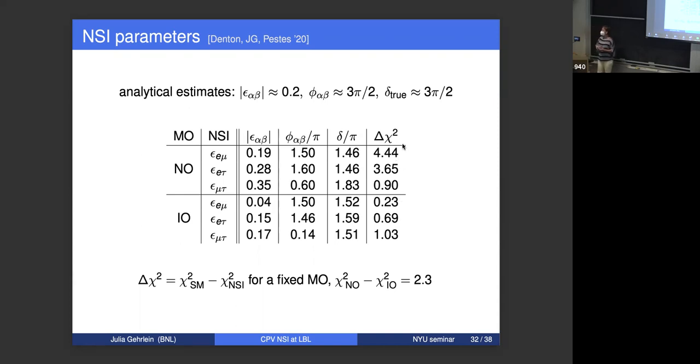Then I also show the delta chi squared, which is the difference between chi squared for the standard model and the NSI scenario. And you see that introducing epsilon e mu, the delta chi squared is around 4.4. So this can fully resolve the tension, and in particular, it can resolve the tension better than just swapping the mass ordering, which led to a delta chi squared of 2.3. You also see that the delta chi squared for epsilon mu tau in normal ordering is rather small, so this tension is not really resolved by introducing this NSI parameter. And in particular, you also see that for inverted ordering, the delta chi squareds are not particularly high either. So we find that only with epsilon e mu and epsilon e tau, with phases and absolute values of the NSI parameter as you can see in the table, can we resolve this tension.